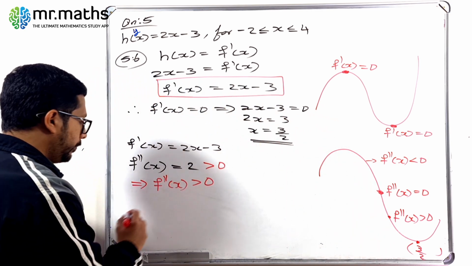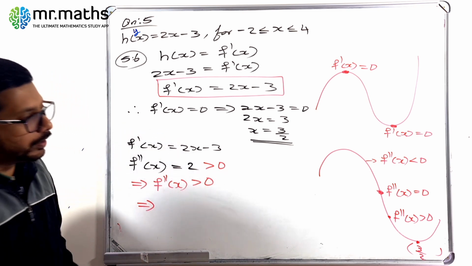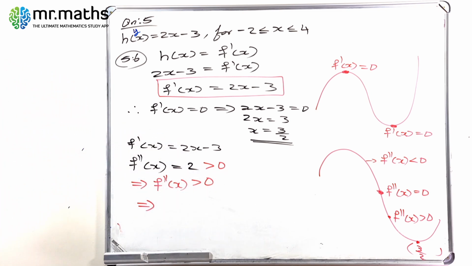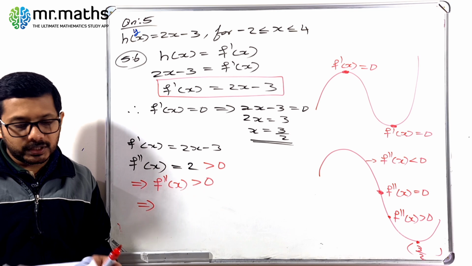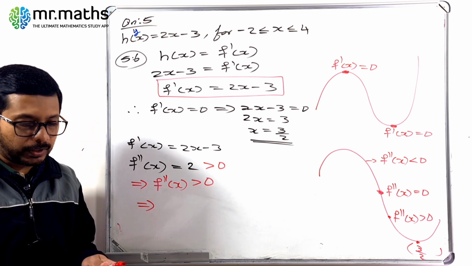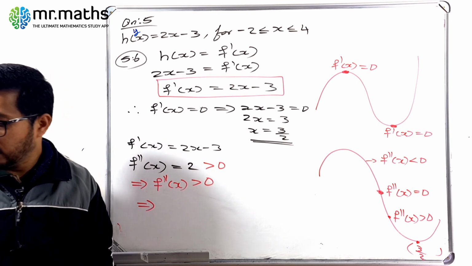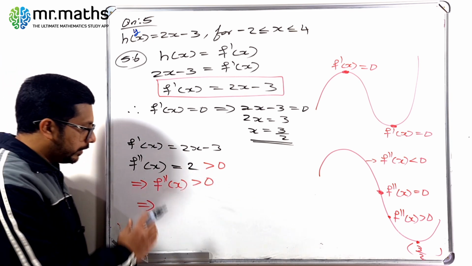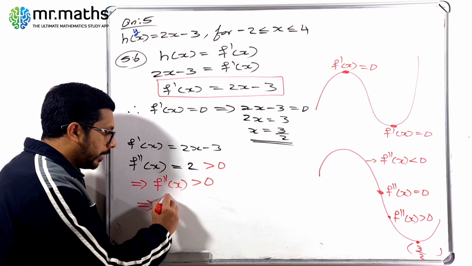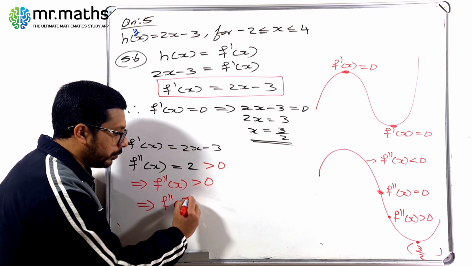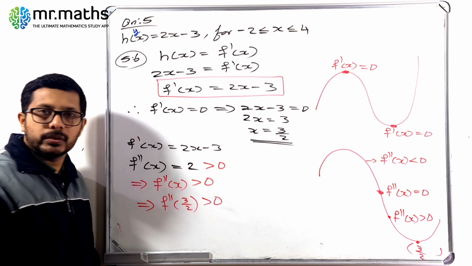So what is our question? Look at the question once more. f double dash of x, given h of x is equal to f dash of x, where f is a function defined on that one. Explain why f has a local minimum. So now we can write that f double dash at the turning point, 3 over 2, is greater than 0.